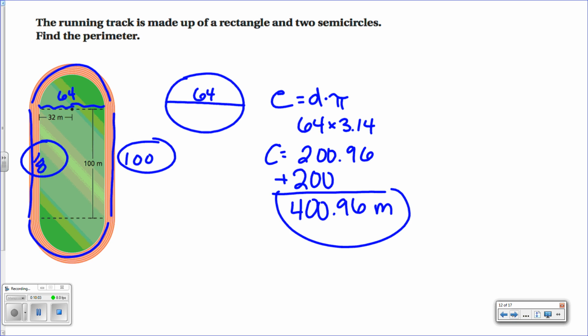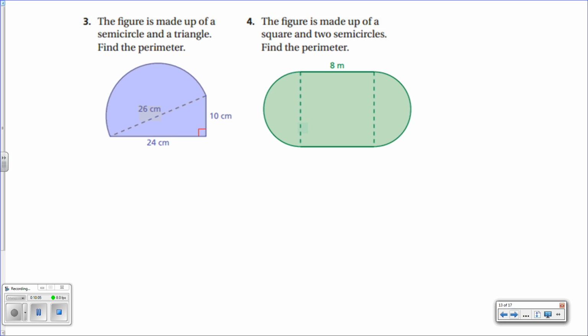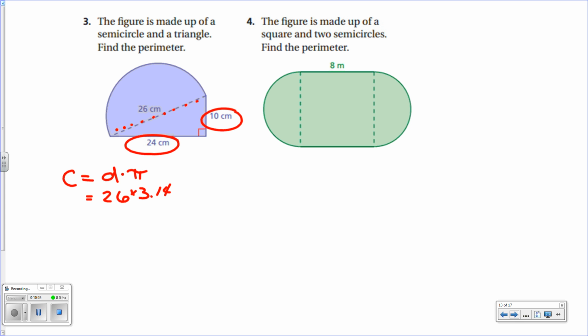Okay, so now we want to look at these last two that you have on your notes. Take a moment in your groups and work those out, or if you're on your own, work it out on your own, and then let's look at them. Okay, this is like our first example. We know the distance of the bottom and the side, and we have half of a circle that has a diameter of 26. Circumference equals diameter times pi. So we're going to have 26 times 3.14. And if you multiply those out, you're going to have 81.64.